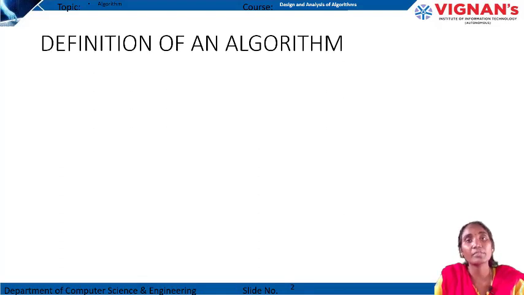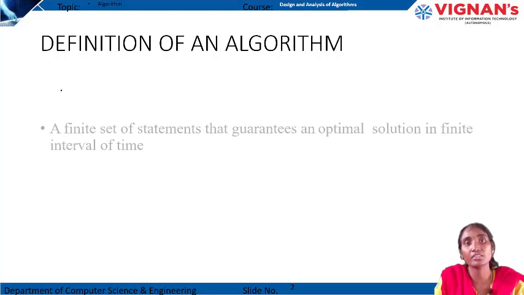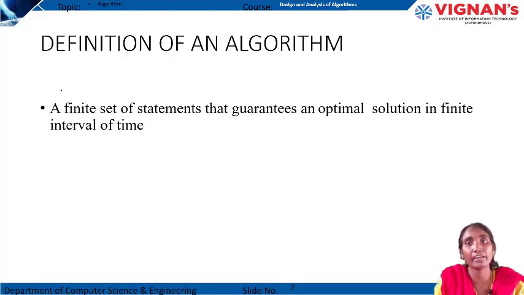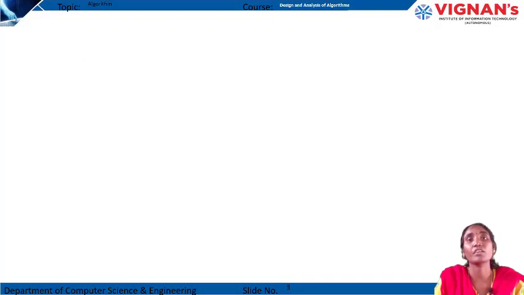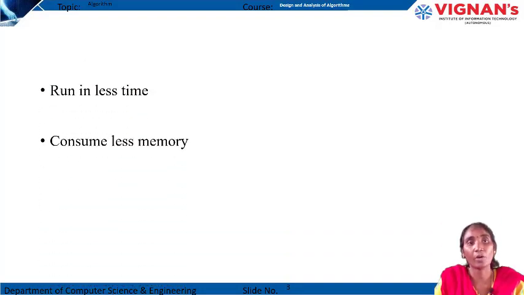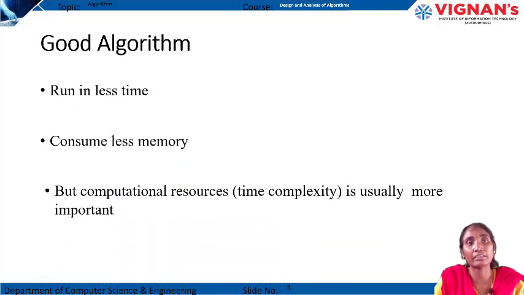Coming to the algorithm definition, as we already learned, an algorithm is a set of instructions or statements that guarantees an optimal solution in a finite interval of time. After a certain amount of time, an algorithm must guarantee a solution for a given problem.